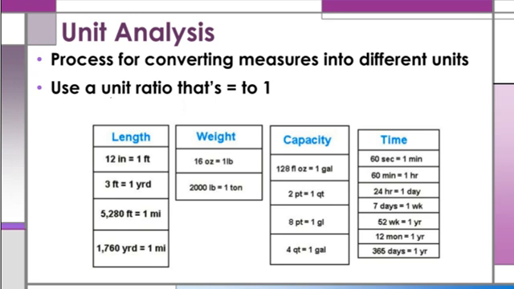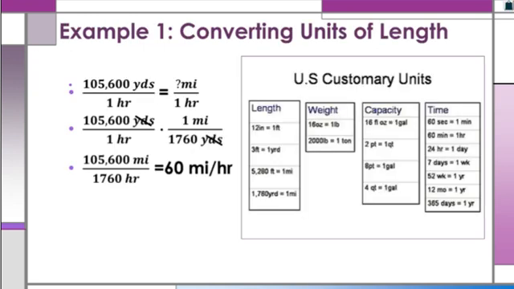So length, weight, capacity, time. A lot of those are basic ones that we've been using for a lot of our math classes that you've gone through before. Let's look at an example that's done for us. In this example, we want to convert 105,600 yards per hour to miles per hour. And so they use the unit ratio of 1 mile is the same as 1,760 yards.